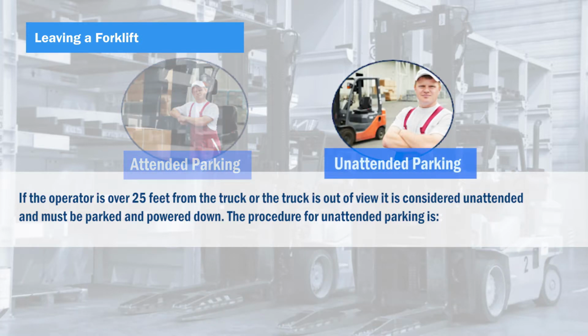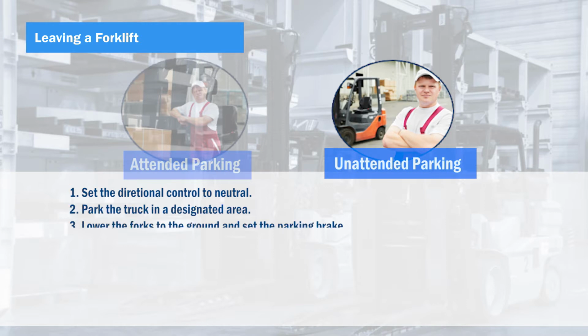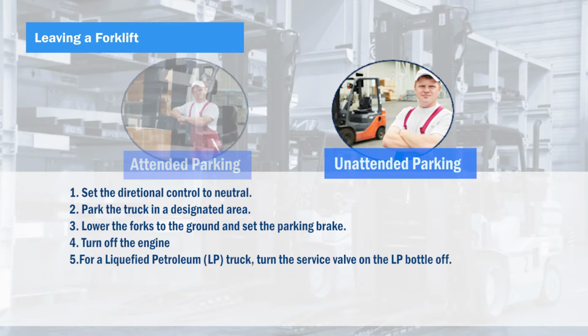Unattended parking. If the operator is over 25 feet from the truck or the truck is out of view, it is considered unattended and must be parked and powered down. The procedure for unattended parking is: set the directional control to neutral. Park the truck in a designated area. Lower the forks to the ground and set the parking brake. Turn off the engine. For a liquefied petroleum (LP) truck, turn the service valve on the LP bottle off.